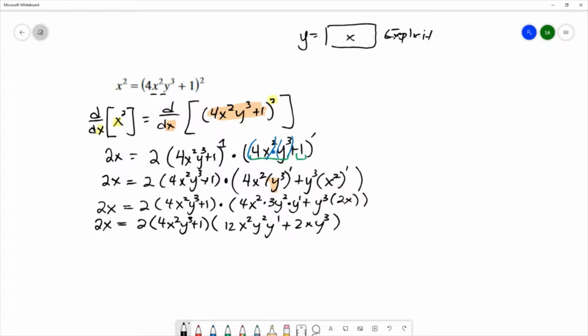So I've calculated the derivative, and now what I'm looking for in my problem is where all the y primes are, where all the derivatives are, and I only have this one here, and I want to solve for that, because that was our goal in this problem. Our goal was to find y prime or dy dx. So I want to rewrite the equation so that I have y prime by itself on one side. So I'm going to divide both sides by 2 times 4x squared y cubed plus 1.